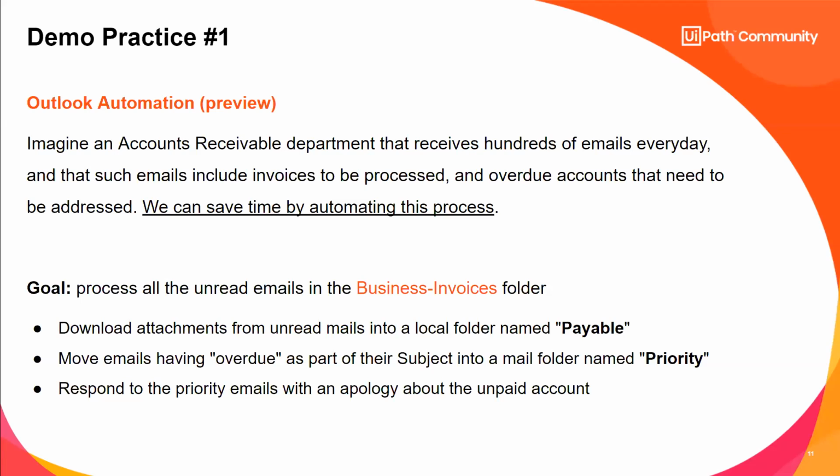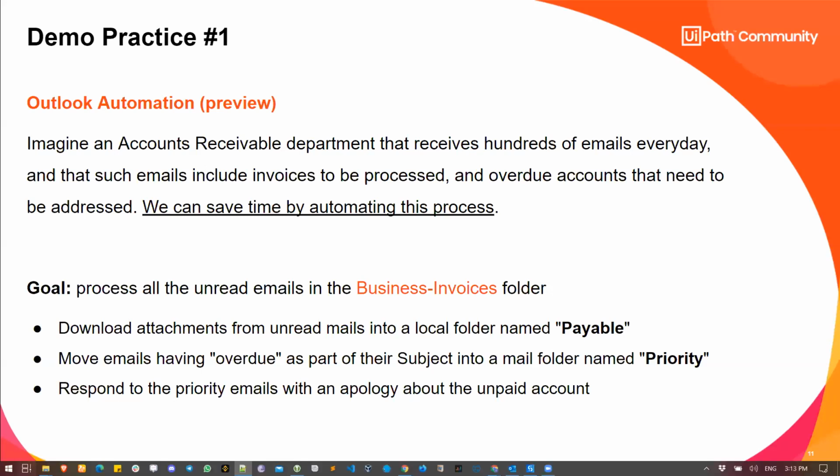I'm going to show you my Outlook now. For this, we're going to see some mails, and the bot needs to download the attachments from all unread mails and save them to a local folder on the machine called payable. And then it's going to move the emails that have overdue as part of their subject to a folder called priority. And for each of those overdue accounts, the bot is to respond to the priority emails with an apology. So let's go about this now.